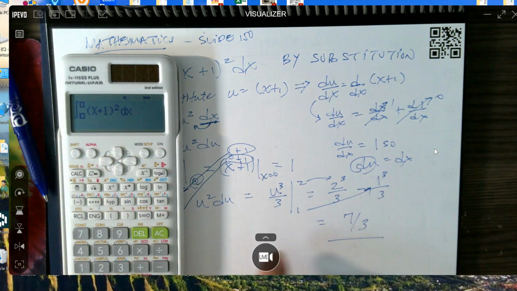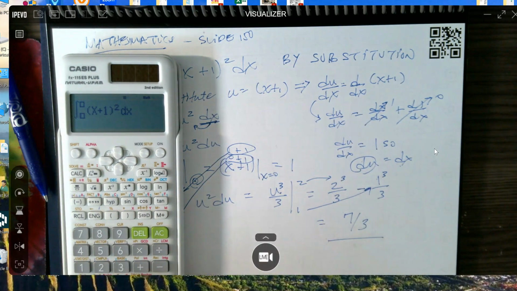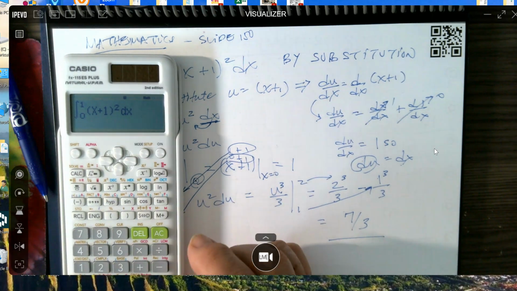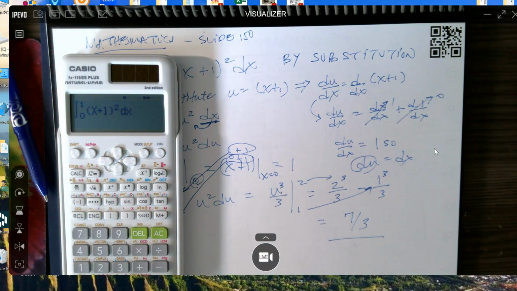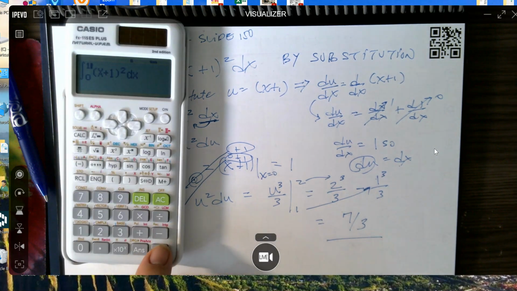Limits go from 1 to 2. No, actually, the original limits go from 0 to 1. So 0, and then up here to 1. I'm just going to hit that equal button down here. And that gives me 7/3.